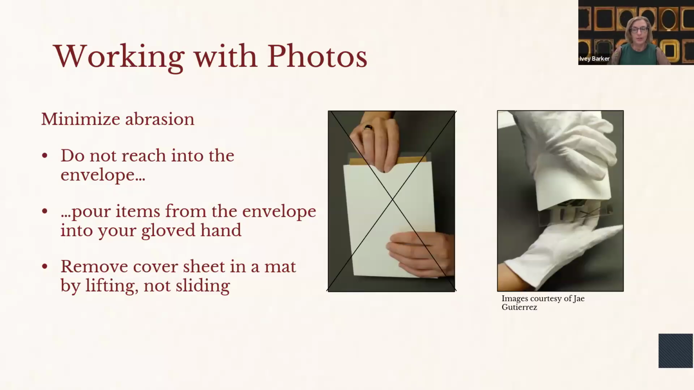This is particularly geared toward things like glass plate negatives and film-based negatives, to avoid abrasion or scratching on the surface. If you're housing them in these paper envelopes, which is great, avoid reaching into the envelope and pulling them out with that tension. Instead, pour the item into your hand and remove any cover sheet material by lifting and not sliding. Next slide.